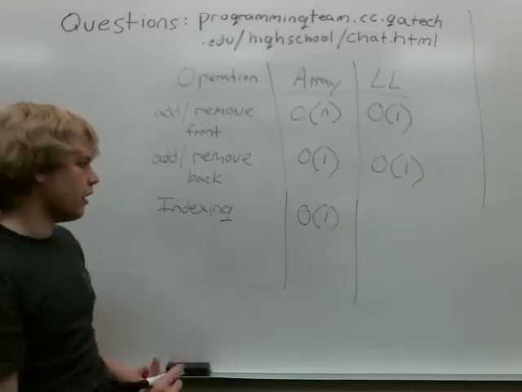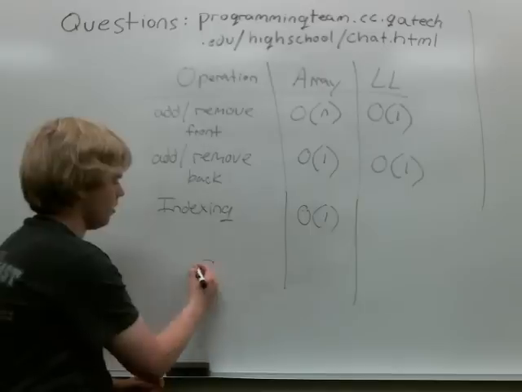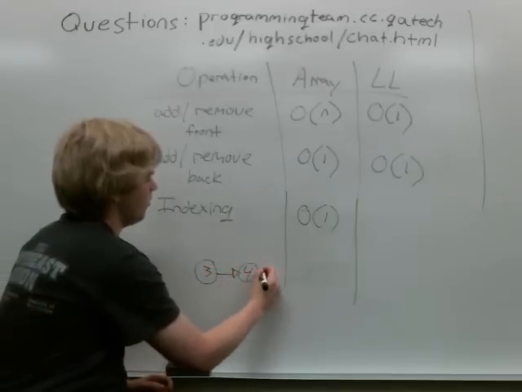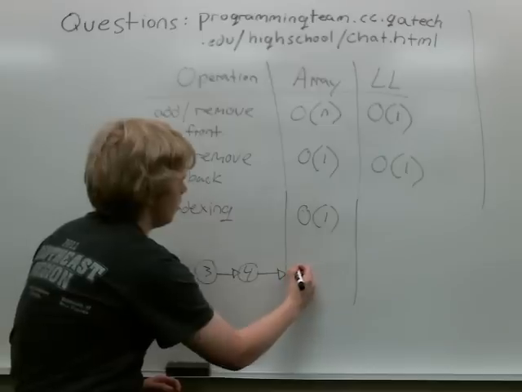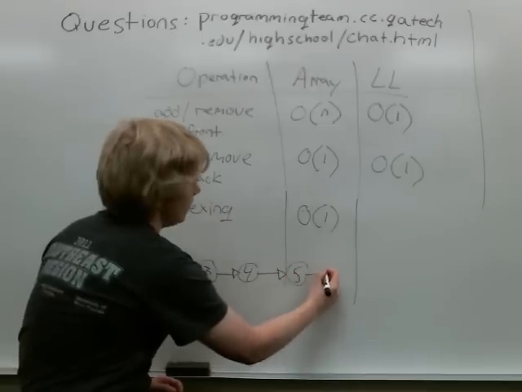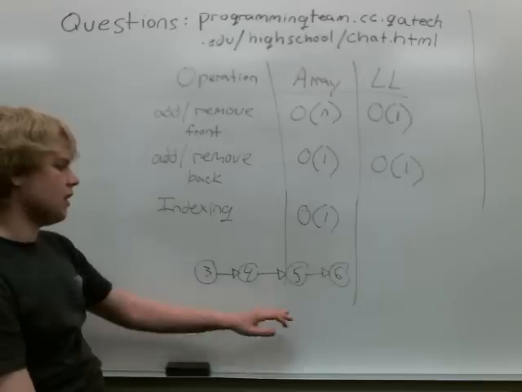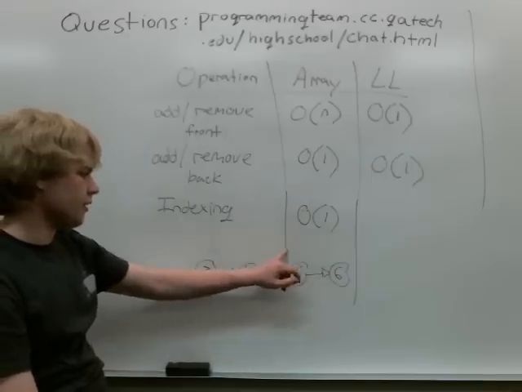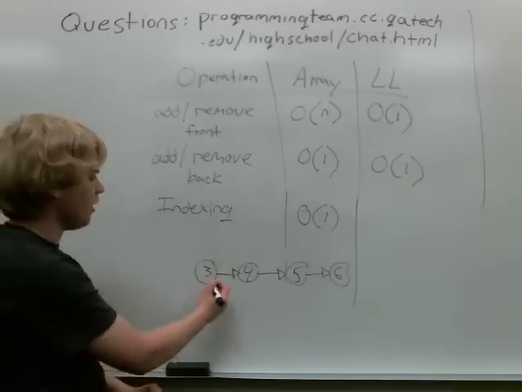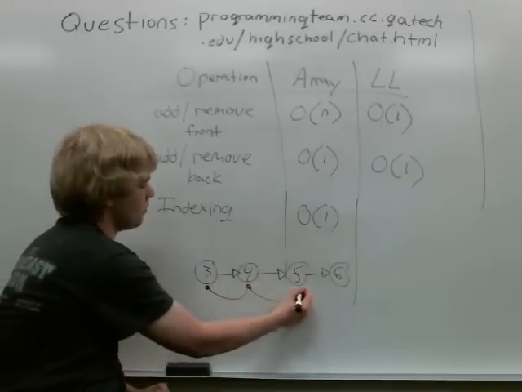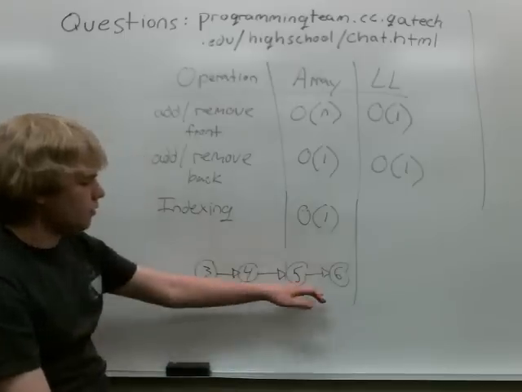For a linked list, on the other hand, let's say you had the 3, 4, 5, and then maybe a 6. You have to start here. Let's say we were looking for 5, or the second index. You start here, and then you have to move to the 4, and you have to move to the 5. And that's when you would stop.